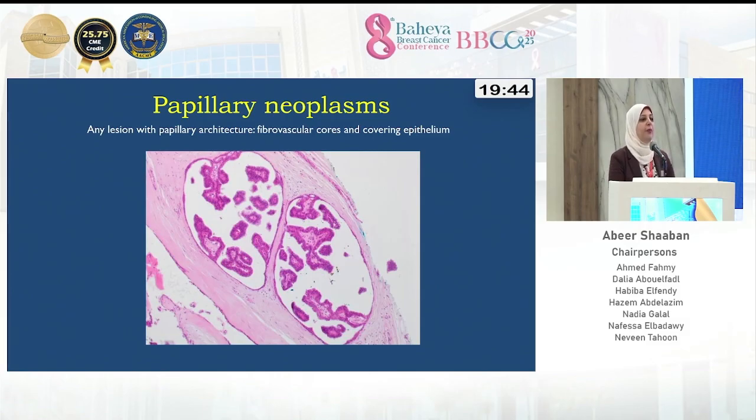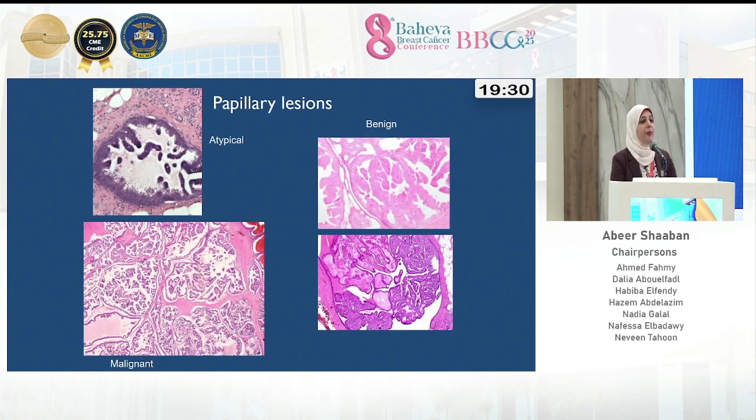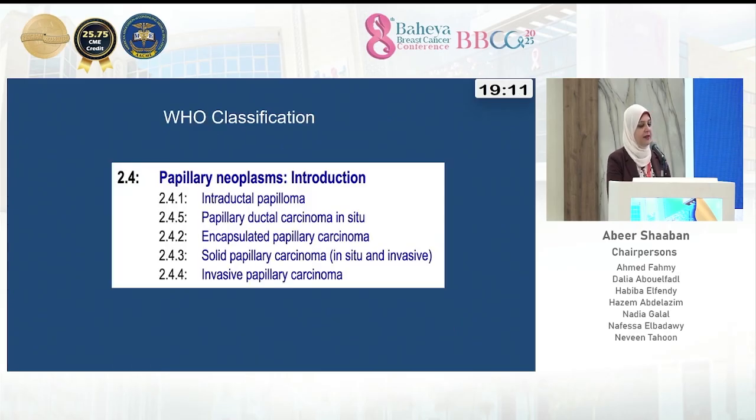When we say papillary lesion, it's any lesion that has a papillary architecture, which is a fibrovascular core and covering epithelium. So anything that has this architecture is called papillary. Papillary lesions encompass a number of lesions, including benign lesions, such as benign papillary apocrine hyperplasia and benign intraduct papilloma, but they can also be atypical or malignant, in situ and invasive. So a big range of diseases.